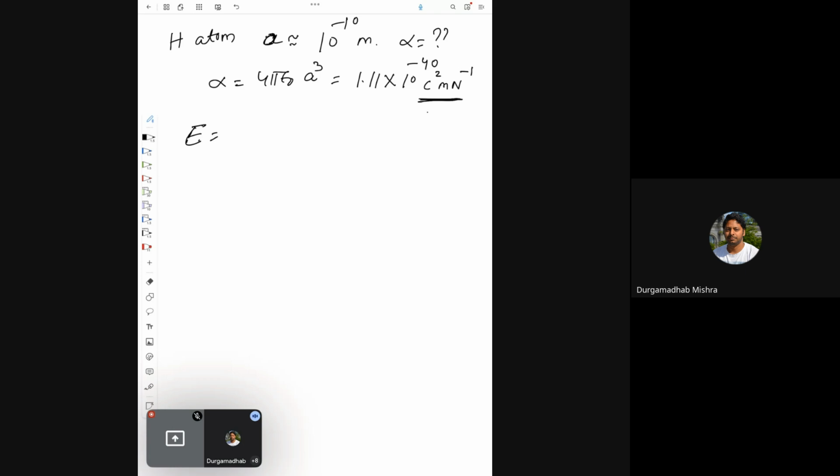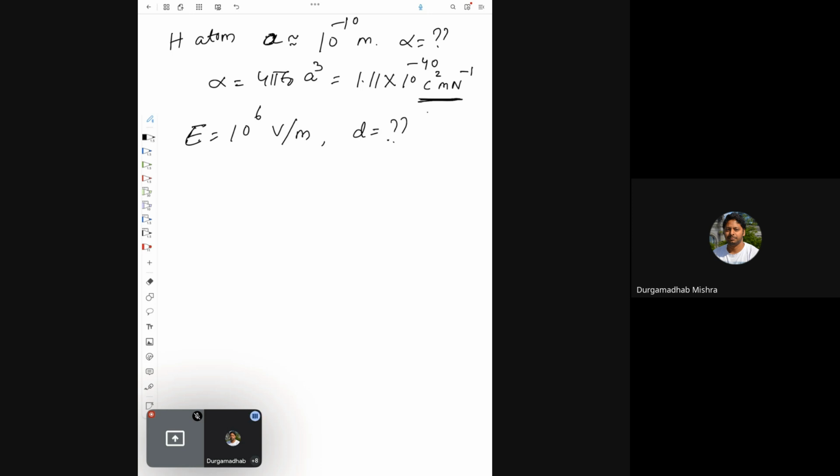Now let's say a further question is asked. Let's say I have applied an electric field of the order of this. This is the magnitude of the electric field that I have applied. So what is the distance between the dipoles? What is the value of d?